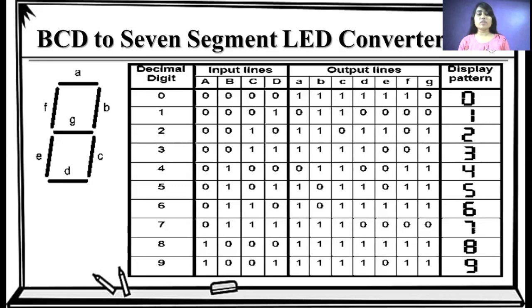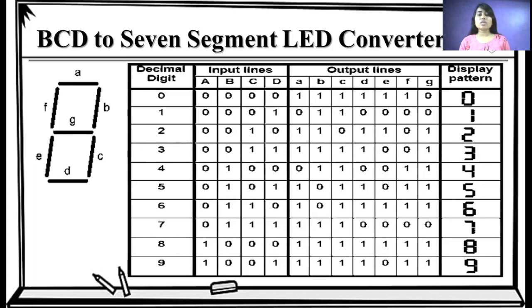So we have output lines here. Here we have 7 LEDs, so we have 7 outputs: small a, small b, small c, small d, small e, small f and small g. Now for 0, only G must be off and all the others, A, B, C, D, E, F, must be on.